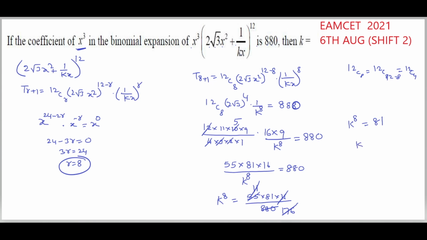k^8 is equal to 3 to the power of 4. So k is equal to 3 to the power of 4 by 8. This is equal to 3 to the power of 1 by 2. Therefore k is equal to √3. This is the value of k.